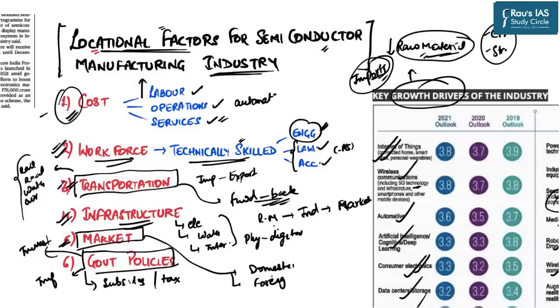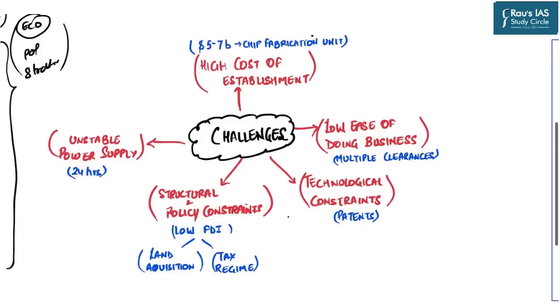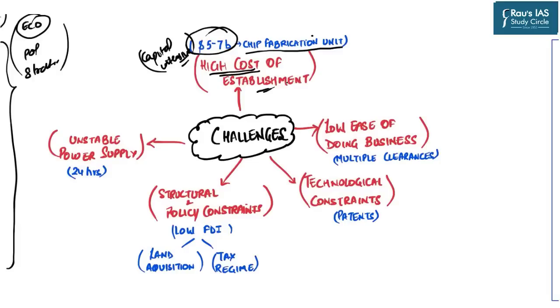So these are certain locational factors. However, when it comes to India, there are certain challenges as well. So in this line, we should also discuss the challenges associated with the semiconductor industry. The first and foremost challenge is the high cost of establishment. For example, the data suggests that in India, on average, just to establish one chip fabrication unit, the total cost involved is around 5 to 7 billion dollars. Because it is one of the most capital intensive industries, it will require a huge amount of investment not only from the public sector but also from the private players. So first, high cost of establishment is the challenge.